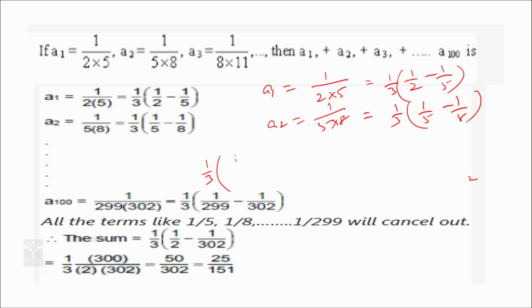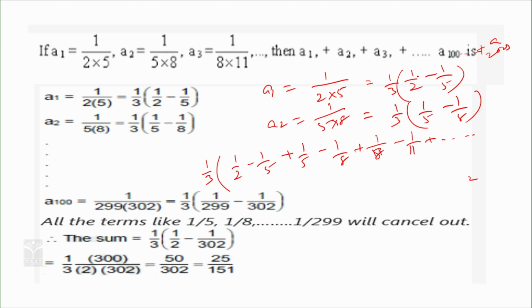So 1 by 2 minus 1 by 5 plus 1 by 5 minus 1 by 8. For example, they asked up to A 2023, so on up to the year 2023. Then what will come here? 1 by 8 plus 1 by 11 minus 1 by 8 minus 1 by 11 and so on. Okay. So here the last one will come as increasing, up to 2023.